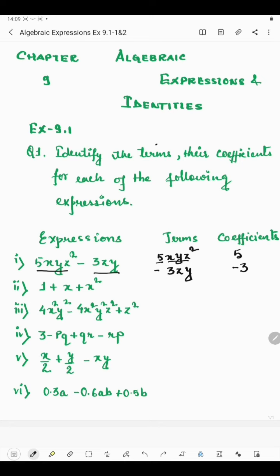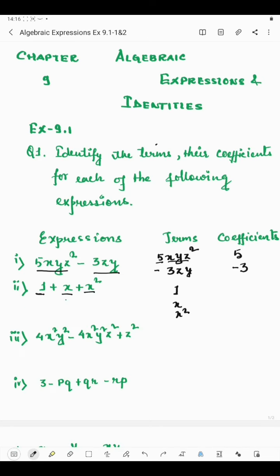In the second part we have 1 plus x plus x square. So here we have three terms, which are 1, x and x square. Now what will be the coefficient of 1? Always remember a constant, here 1 is the constant, so a constant itself can be considered a coefficient. So here the coefficient of 1 is 1.